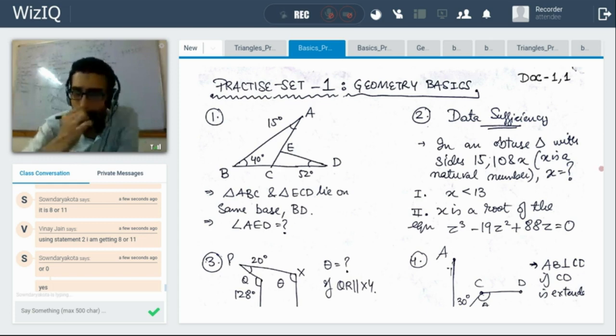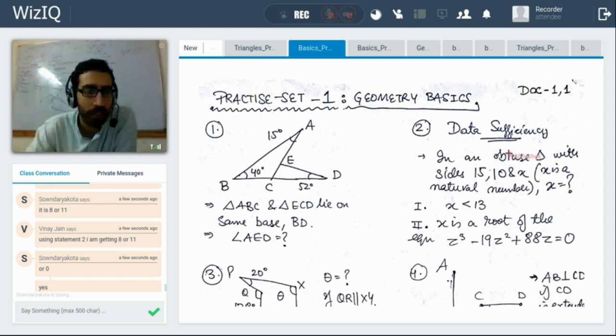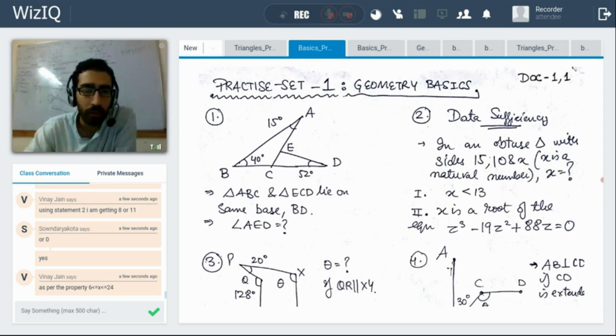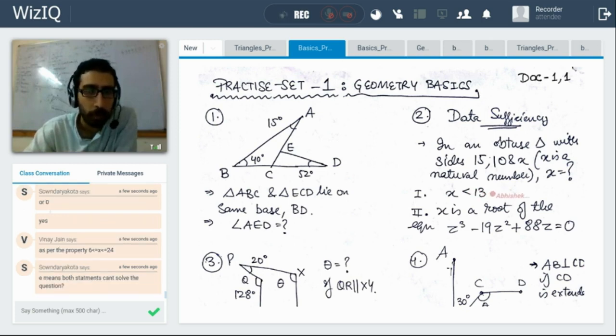I know what the problem in this question is. This is supposed to be an acute triangle. This is not supposed to be an obtuse triangle. Because I made this question, I remember now. This was supposed to be an acute triangle. Yes, x will be greater than or equal to 6, less than or equal to 24. And of course, from statement 1, you get the limit that x has to be 6 to 13.